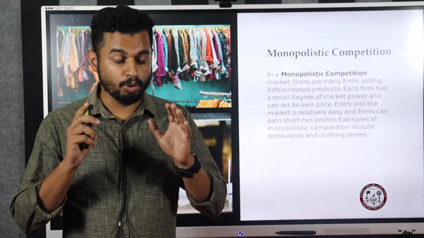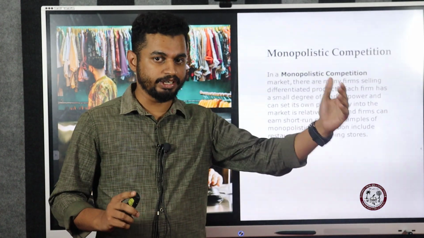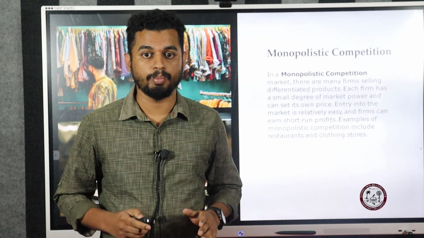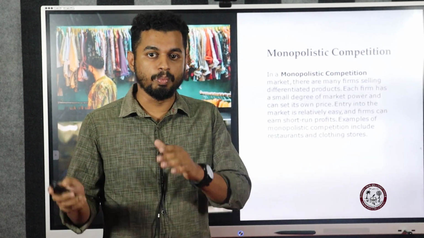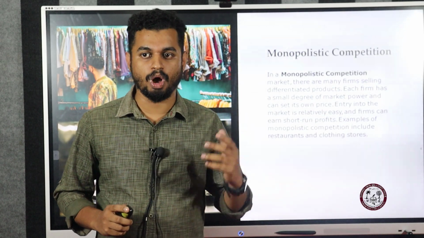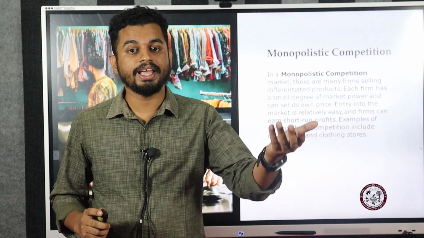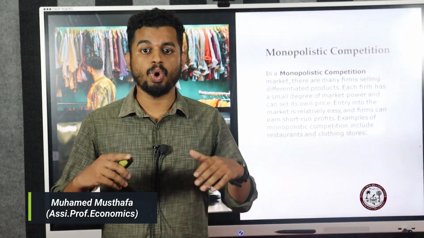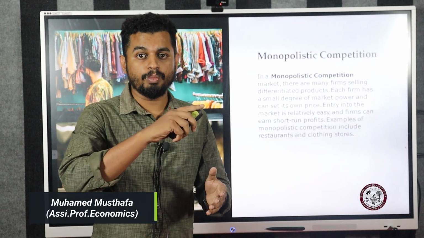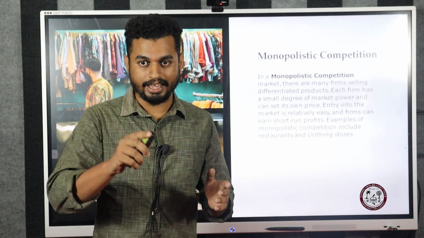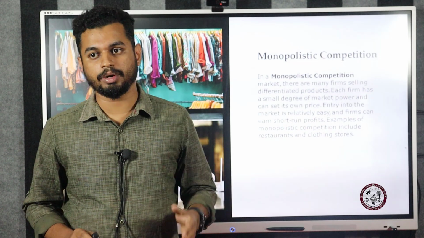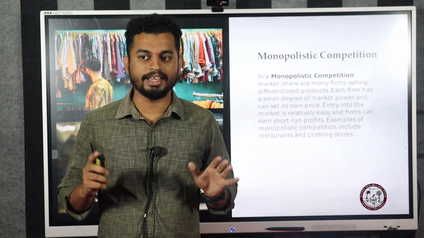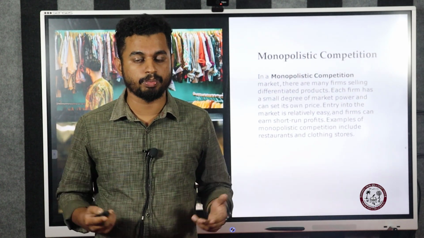The next one is monopolistic competition. We already studied perfect competition and monopoly in the earlier slides. In this slide, we are going to study monopolistic competition. A monopolistic competition is a mixture of monopoly as well as perfect competition. In a monopolistic competition, there are many firms selling differentiated products. Here, as in perfect competition, there are so many sellers. In perfect competition, we saw that there is a homogeneous product, but in monopolistic competition, there are differentiated products. Each firm has a small degree of market power and can set its own price. Entry into the market is relatively easy and firms can earn short-term profit easily.